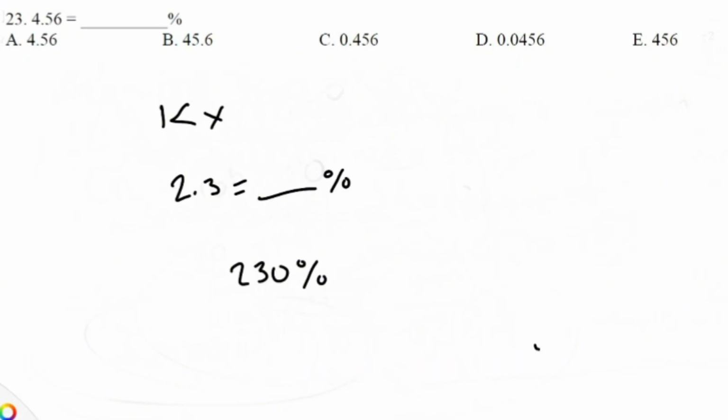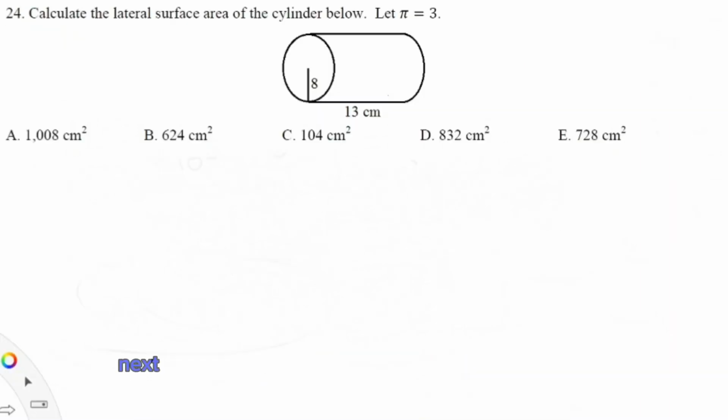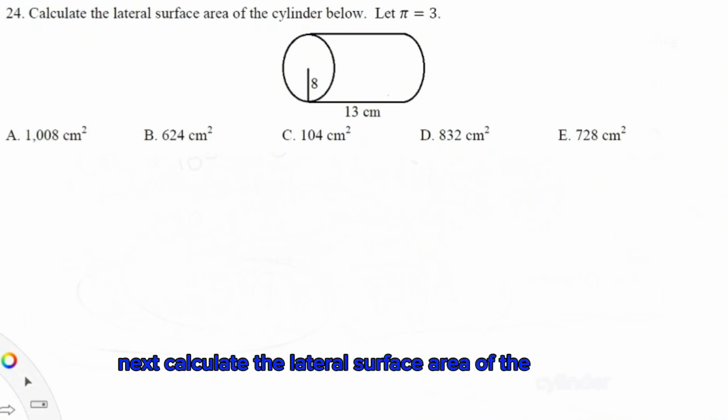Alright, knowing this, let's solve this problem. So 4.56. All we're doing is just multiplying it by 100. So 4.56 times 100 is 456. And that's your answer. Next, calculate the lateral surface area of the cylinder below.